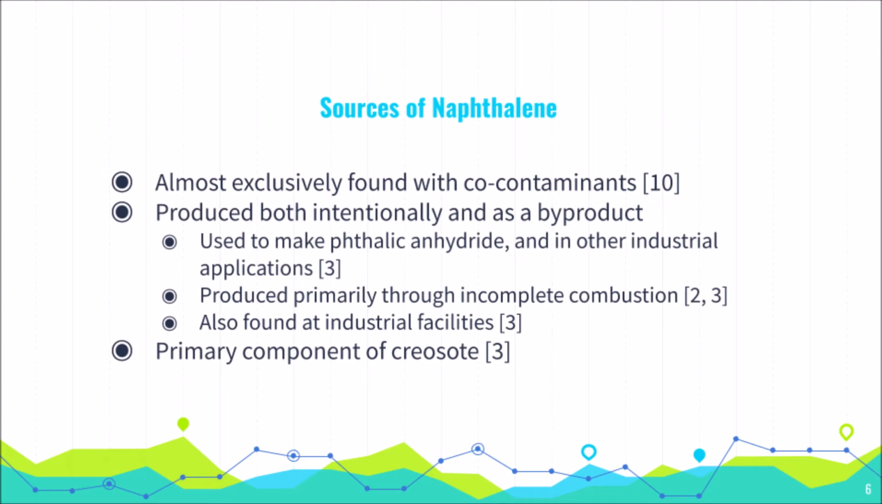More often, it's produced unintentionally by incomplete combustion of hydrocarbon mixtures, such as crude oil or creosote, and it's often found at sites contaminated with coal tar or at coal tar refineries. It can also be found in ash from hazardous and municipal waste facilities. Creosote, which historically has been used for wood treatment and some other applications, is made mostly of naphthalene, so this can also be a potential source of naphthalene.